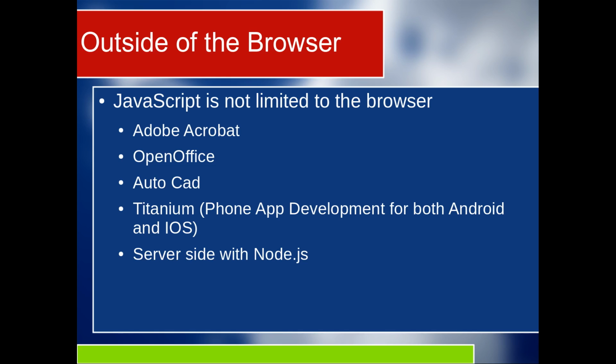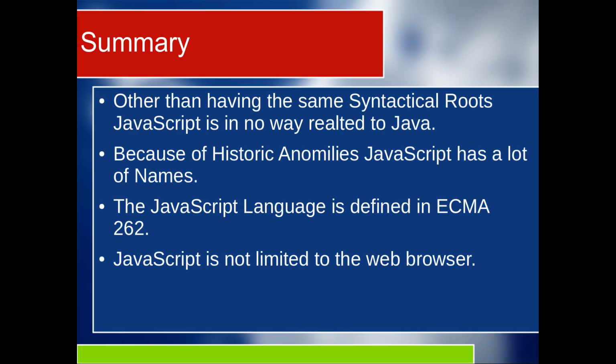So let's summarize a little bit what I talked about. First of all, other than having some syntactical roots, JavaScript is in no way related to Java at all. Because of historical anomalies, JavaScript has a lot of names. And the JavaScript language is defined in ECMA 262. JavaScript is not limited to the web browser. And with that, I think we'll conclude this.